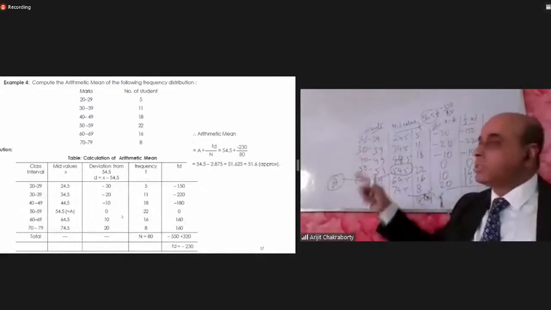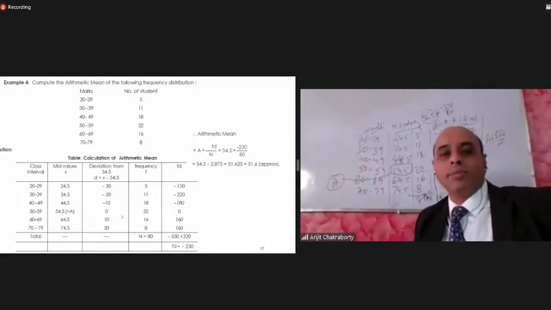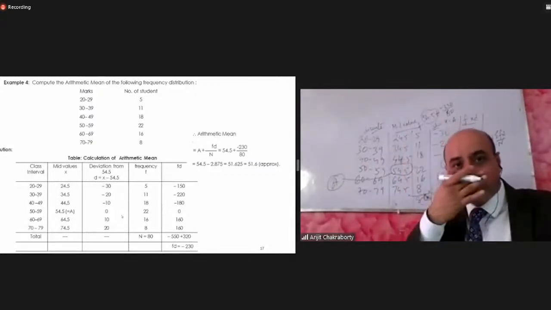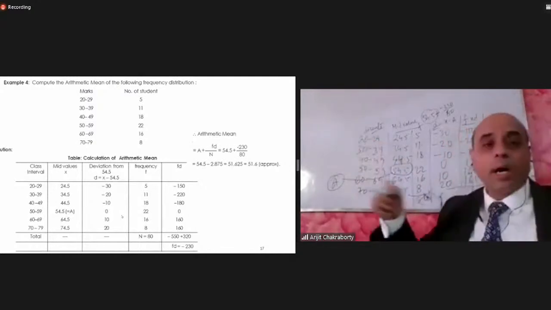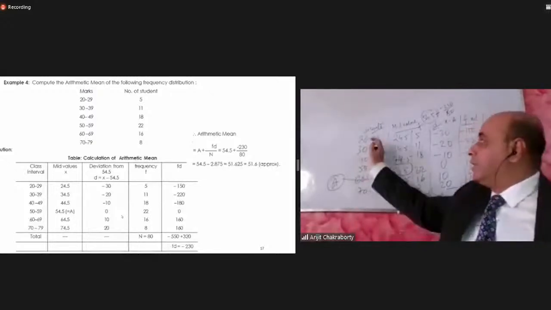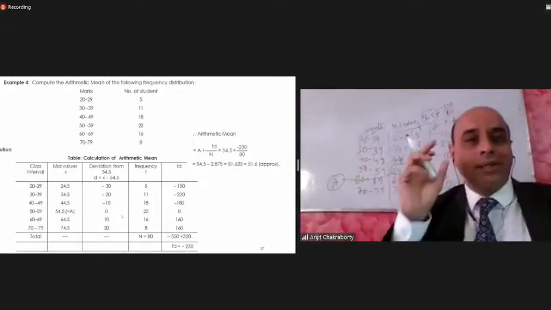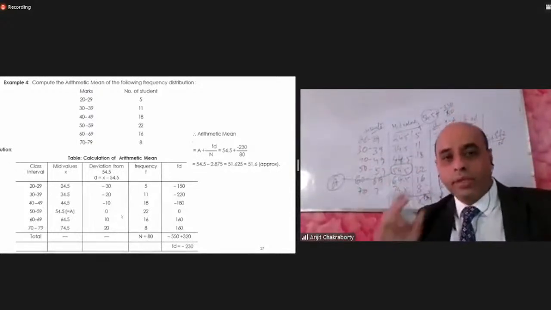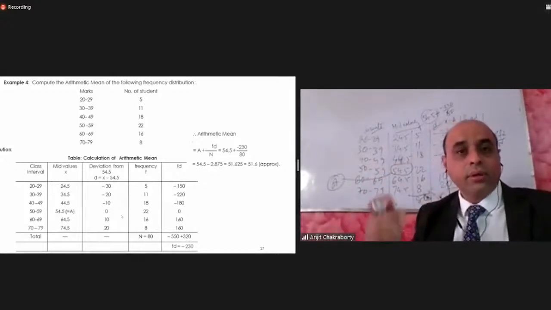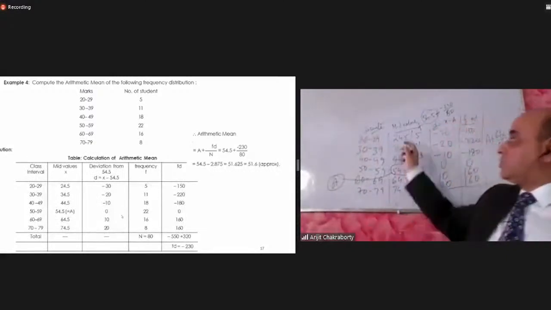Sanket is asking what is mid value. If you see the class, the lower limit of the class is 20. Upper limit is 29. So what is the mid value? The middle point, the midpoint, that is the mid value. The class interval is how much? 29 minus 20 is 9, 49 minus 40 is 9. So if the class interval is 9 and you have to find the mid value, 9 divided by 2 gives you 4.5. Therefore, the mid value will be 20 plus 4.5, that gives you 24.5. In this way, we have got the mid value.